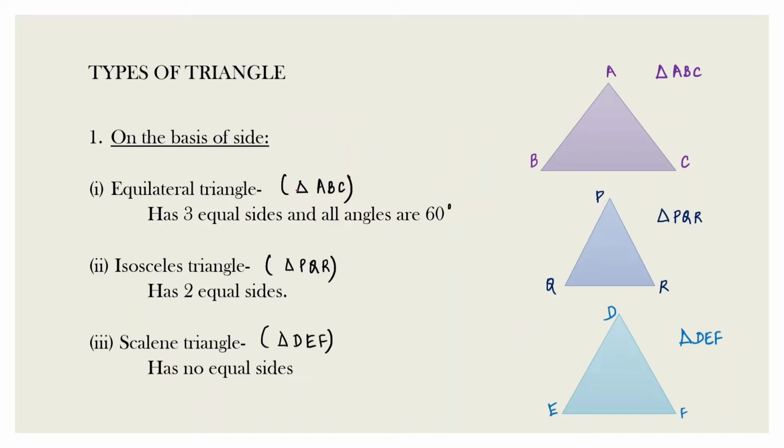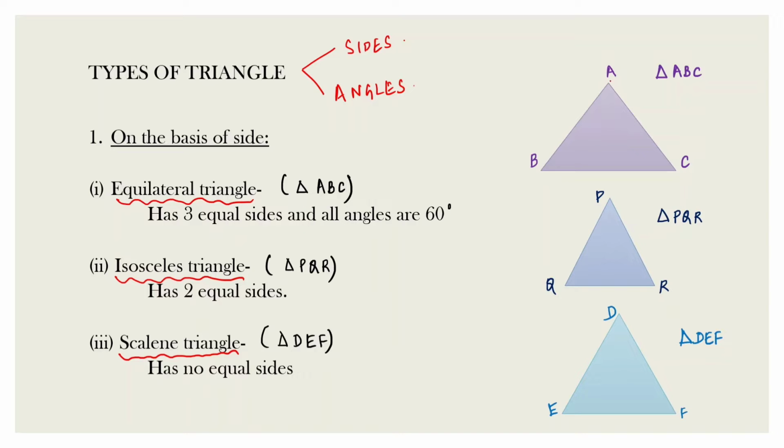Types of triangle. We could classify triangles on 2 bases. One on its sides and the other on the basis of its angles. First, let's look at the classification of triangle on the basis of sides. Equilateral triangle, isosceles triangle and scalene triangle. Equilateral triangle is a triangle which has 3 equal sides.